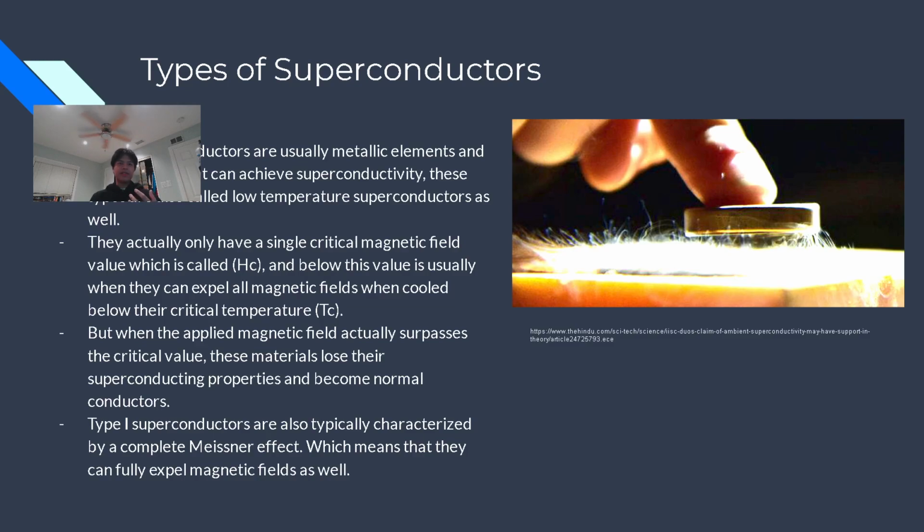When the applied magnetic field actually surpasses the critical value, these materials lose their superconducting properties and become normal conductors. And type 1 superconductors also have a complete Meissner effect, which means that they can completely expel magnetic fields from their interior. And then we'll continue on to this slide.